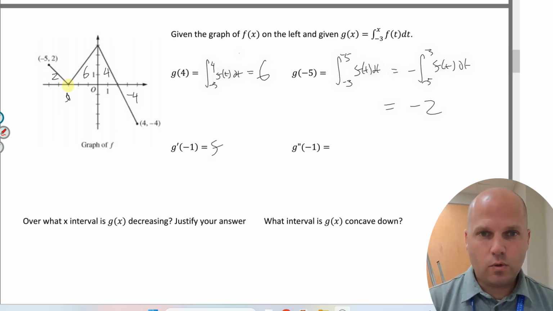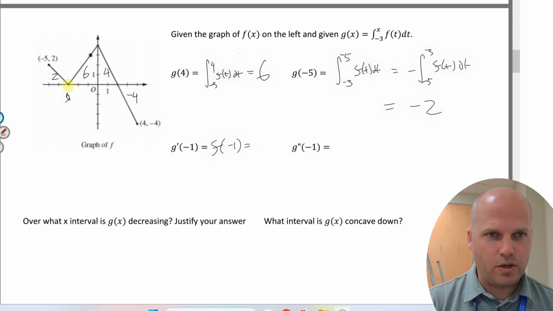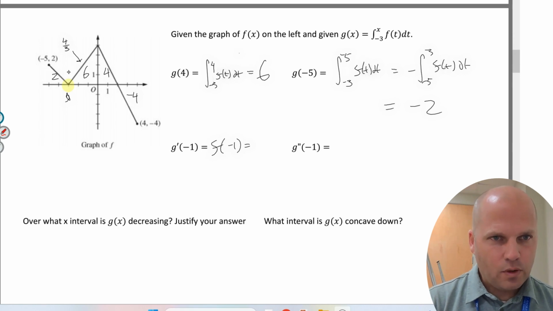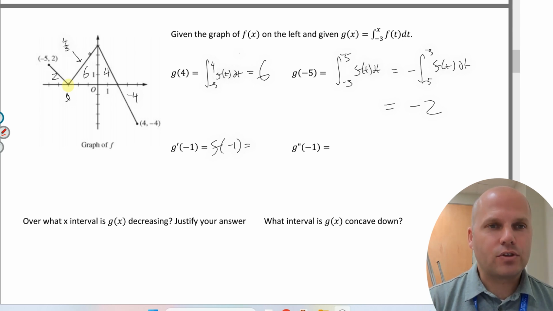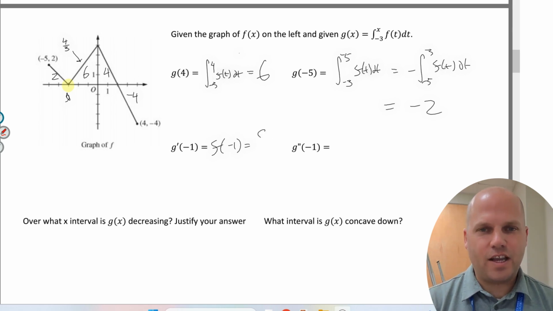The derivative of g will equal f. f of negative 1 is this value up here. Be careful, it looks like we have a slope of 1, 2, 3, 1, 2, 3, 4. Ooh, we have a slope of 4/3. A lot of you are going to get this wrong. I'm going up 4/3 over 1, up 4/3 over 1. So I'm going up 8/3. So this answer is 8/3.